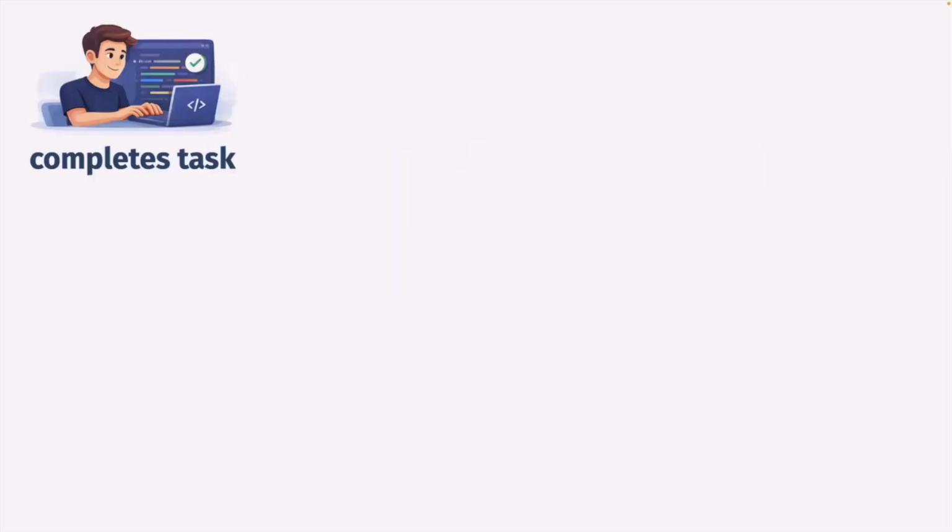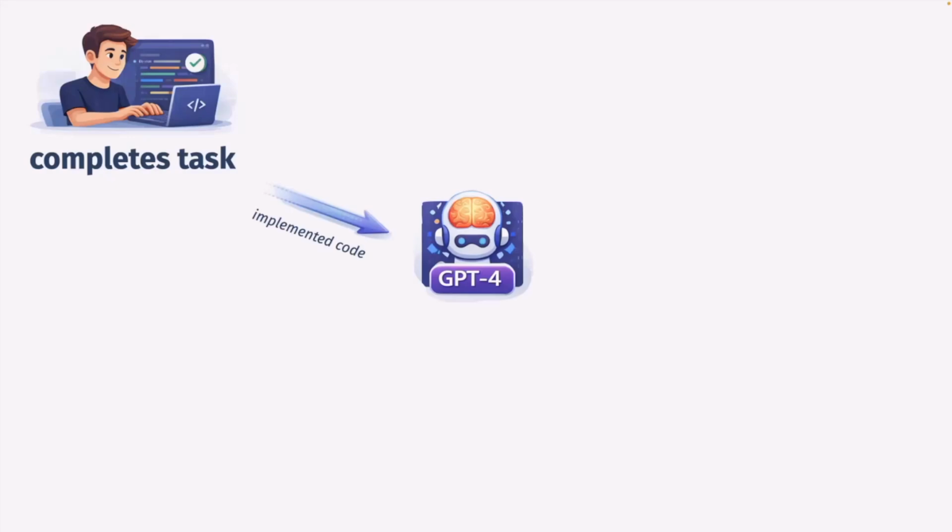So what we did was the following. At the end of an implementation session, for example the first session, the participant completes the task. And in the Visual Studio Code installation that we gave them, we provided a plugin. They could click a button. And the code that they implemented was sent to GPT-4 via the APIs. And GPT-4 was prompted to generate technical questions about the code written by the participant.